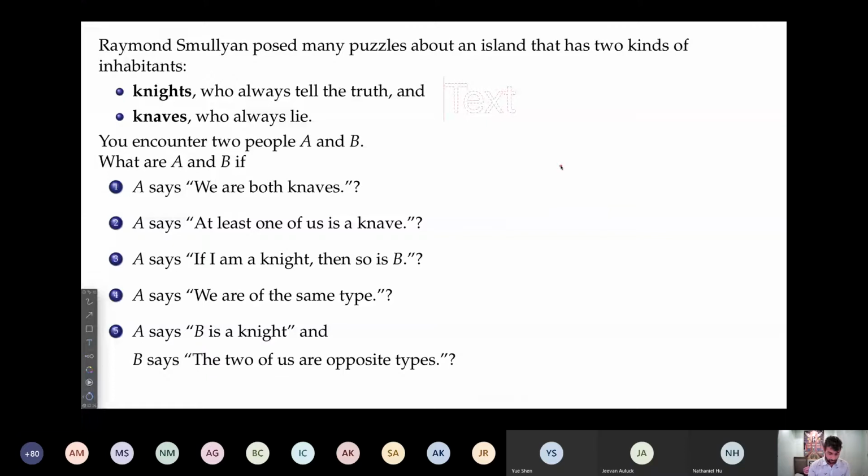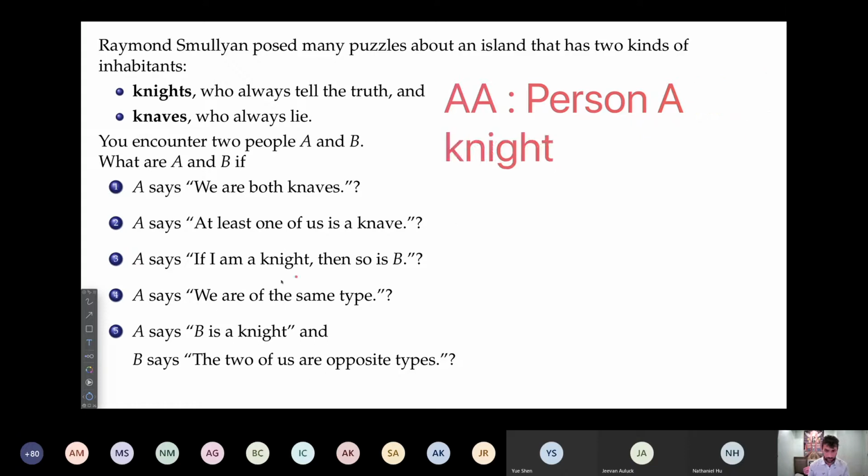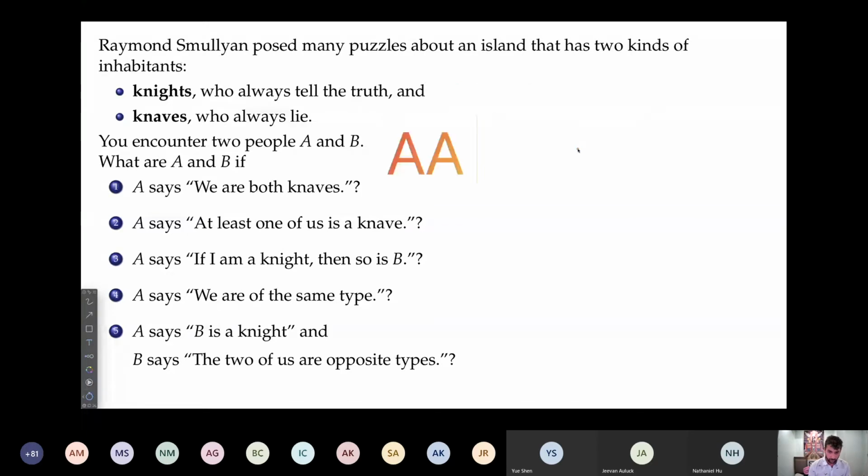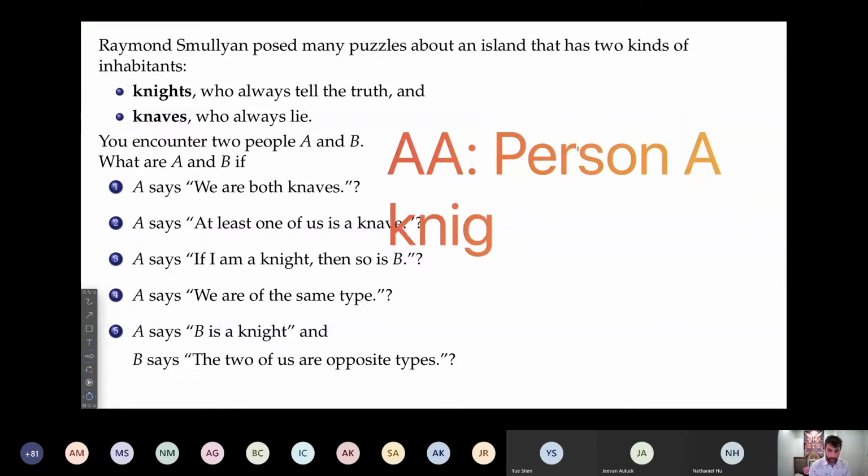So let's write A to mean person A is a knight. Let me try again. A means person A is a knight. Okay, K-N-I-G-H-T. All right. I'm sorry, I'm gonna need more space than I have here.